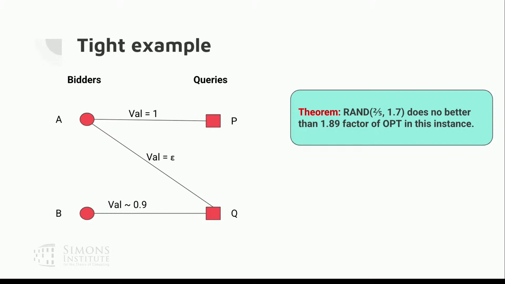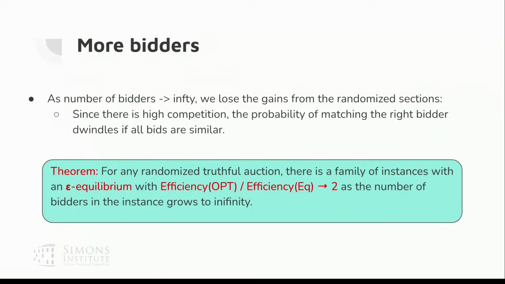And so you could prove this theorem where, with a certain choice of parameters, you get 1.89 as the price of anarchy, but this also gives a tight example where you reduce this value to 0.9, and that's a tight example for this auction. So this auction doesn't do better than 1.89 either. And the second part of that paper says that as the number of bidders grows, then you really are back to this factor of 2.